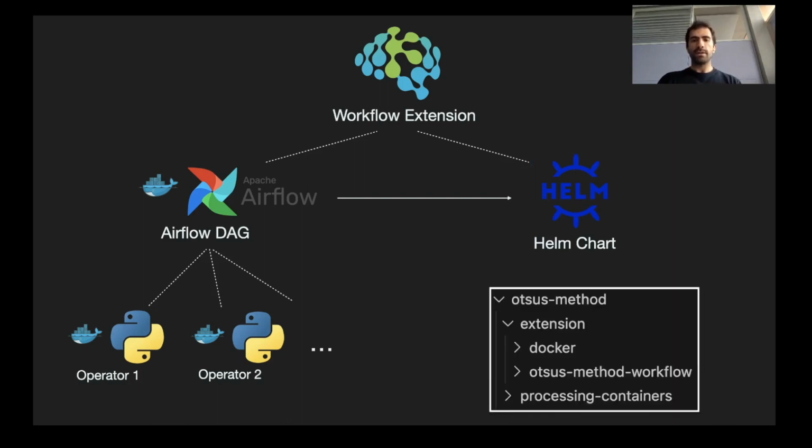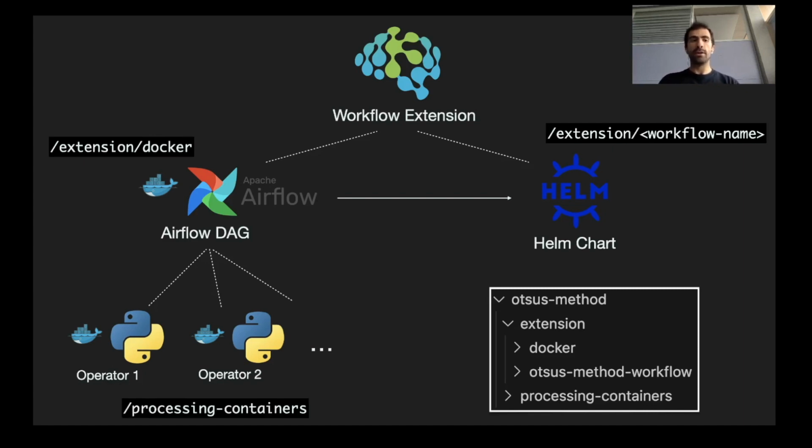Now that we have this picture, let's have a brief look at how the folder structure of an extension looks like in Kaapana. So I have here the folder structure for Otsus method. You can see that on the top level there is extension and processing containers. And every time you see something like this in our repository, /extension/docker always refers to the Airflow DAG definition. And extension/workflow name, in our case, Otsus methods workflow, refers to the Helm chart, so the Kubernetes configurations, and /processing containers contains all the operators and Docker files related to that.